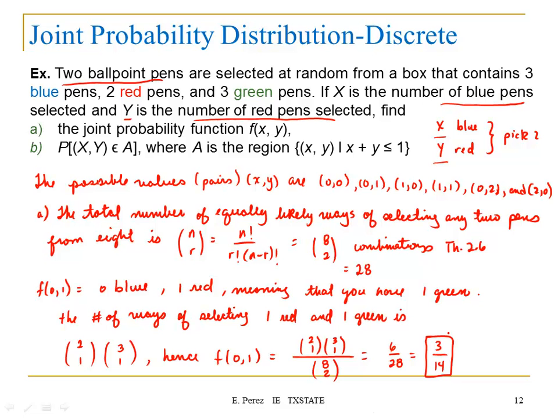So if you look at the table, can I move to the next slide? Can I move to the next slide?